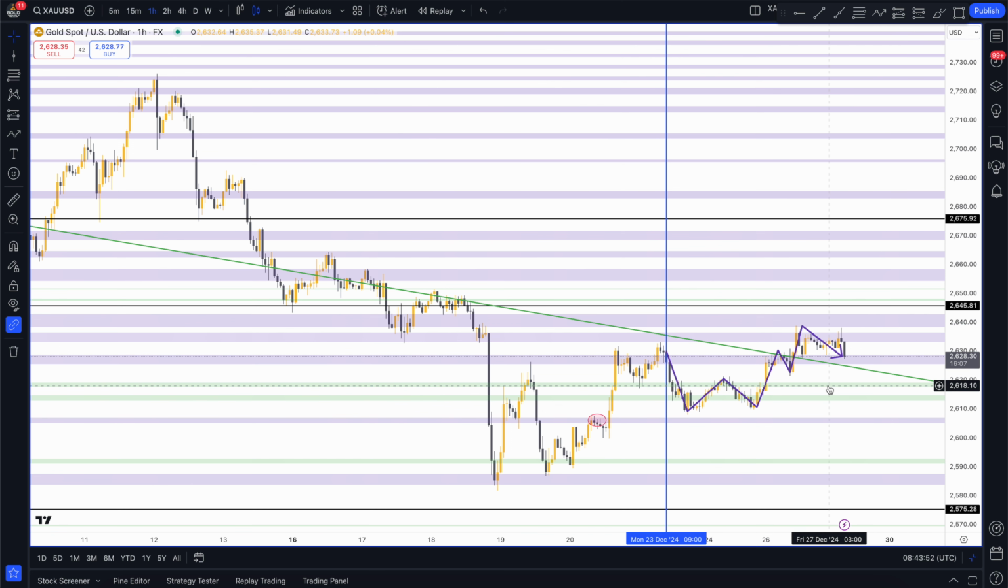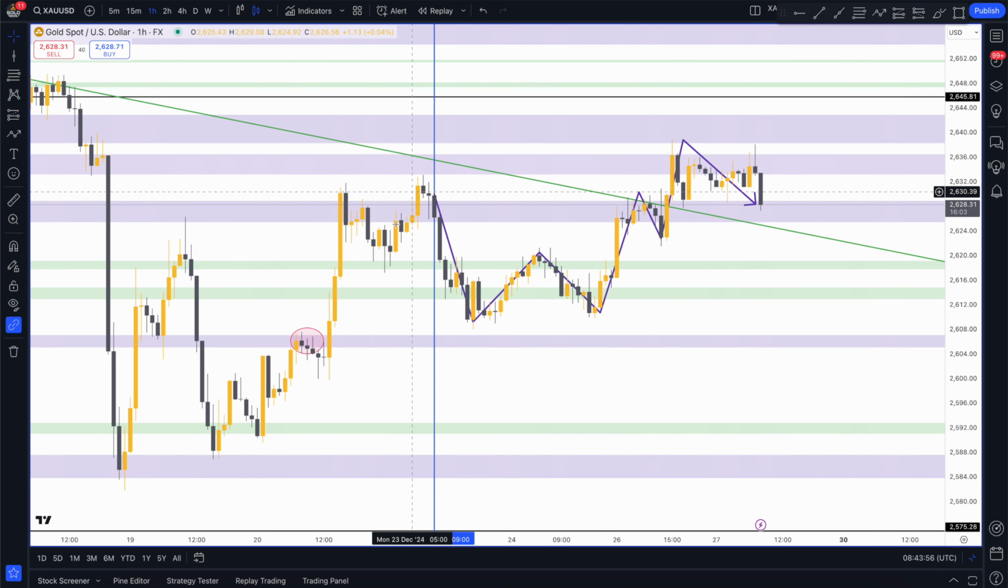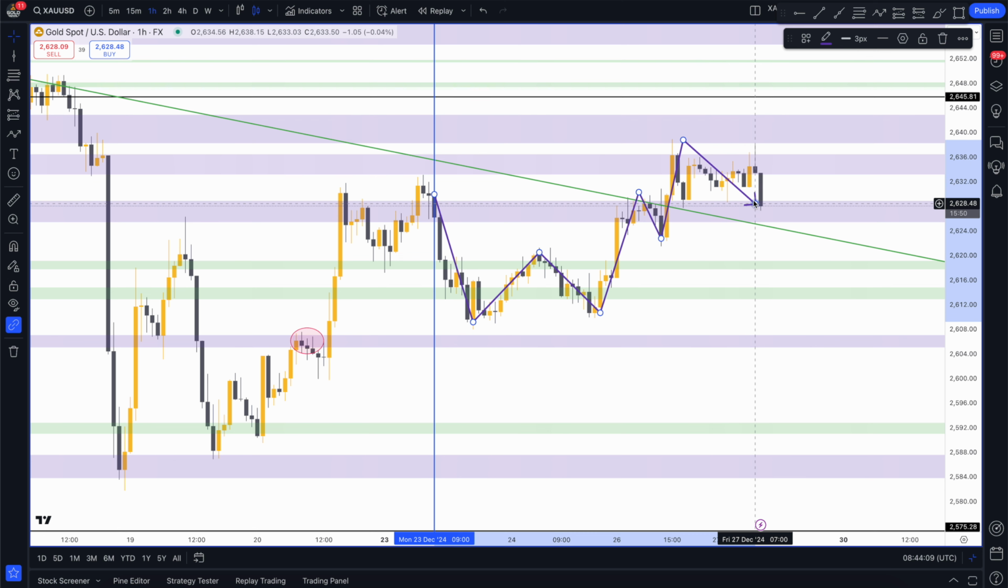So what can we see from this price action? We can see that price has in fact become bearish at this level, and then found a common support at around this area of 2610 roughly. Price found support here, and since then it has been pushed up, as you can see.